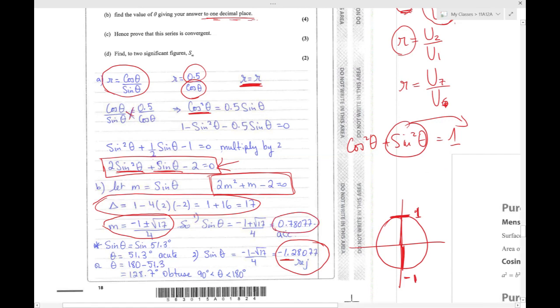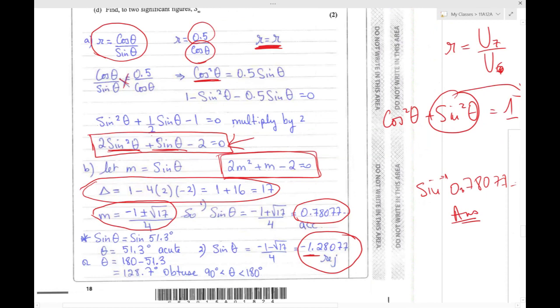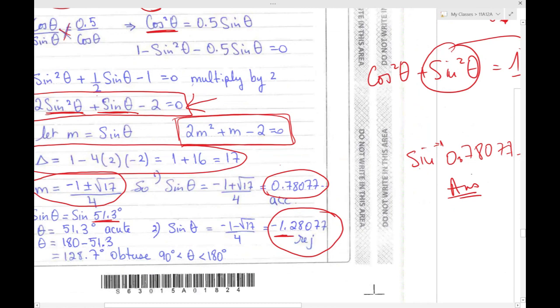Now, when you accept this one, you need to change it into degrees. How are you going to change it into degrees? You're going to say sine inverse of 0.78077. I prefer that you write it all out, because you should use the answer key on your calculator. It's better and it will give you the accurate answer. So as you can see here, sine theta equals sine of the angle that you found after you did the sine inverse. So sine inverse of the number is equal to 51.3 degrees. So theta is equal to 51.3.